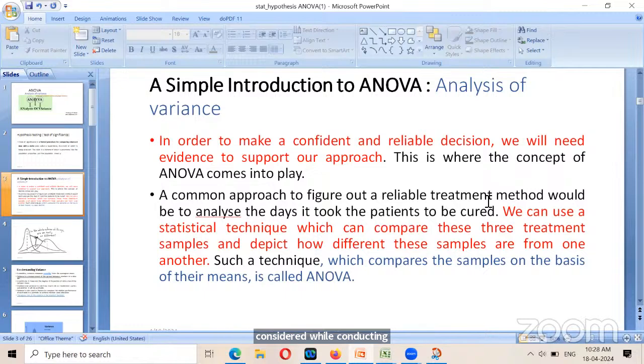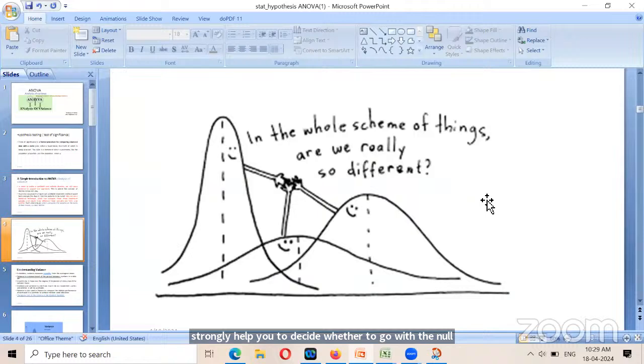All these are considered while conducting the ANOVA test. These parameters check the difference between the groups so that we can reach a conclusion: either we support the null hypothesis or we reject the null hypothesis. To support the hypothesis strongly, the ANOVA test is conducted. The result of ANOVA will strongly help you decide whether to go with the null hypothesis or to reject it.